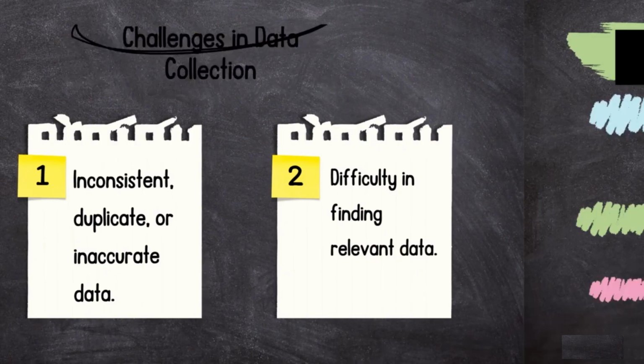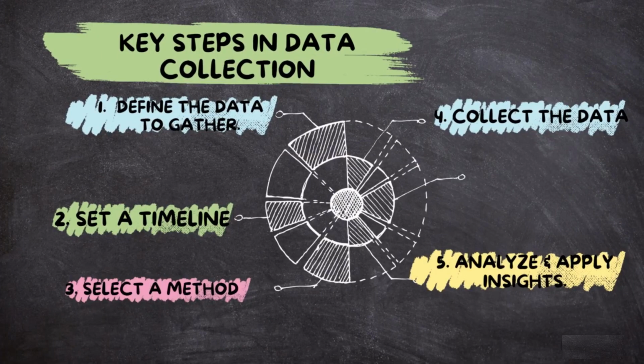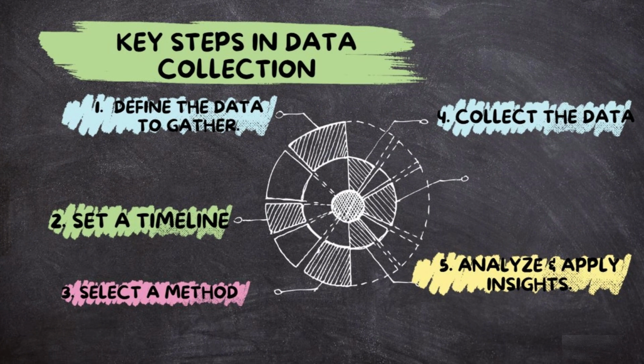Here are the key steps in the data collection process. One, define objective. You need to define the objective of the data you are collecting. Decide what information is needed and why you need that information. Two is setting a timeline. Establish a clear deadline before collecting the data. Three, choose the right method. Select the most effective methods and techniques in order to ensure you are collecting the right data.